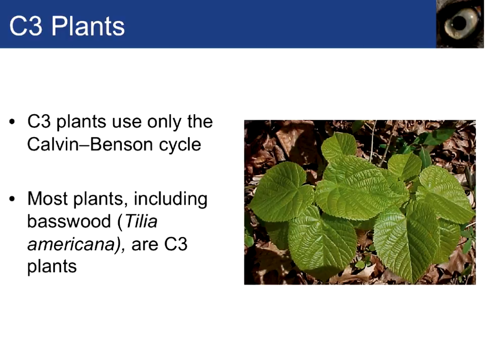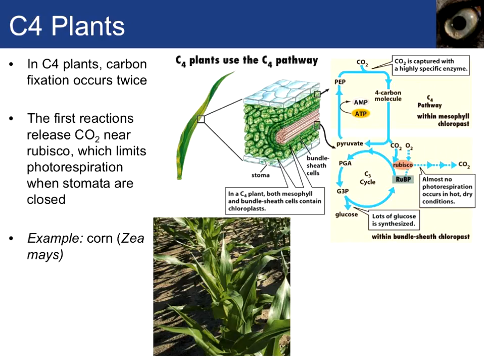Most plants are C3 plants, and they only use the Calvin-Benson cycle. Like I said, if there's plenty of water around, the easiest solution is just the Calvin-Benson cycle, because you're not worried about photorespiration and less efficient photosynthesis.